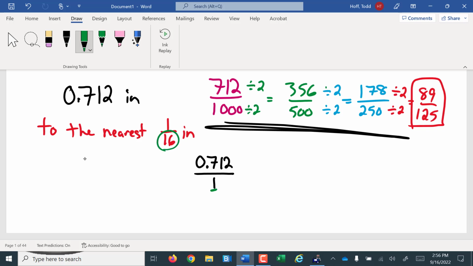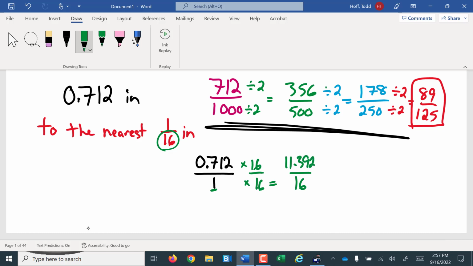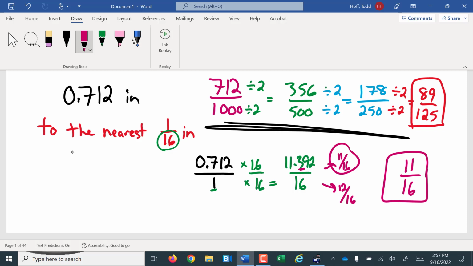Now, it's a fraction with a denominator of 1, but we want it to have a denominator of 16. How do we make that happen? Multiply by 16. 1 times 16 is 16. Have to do the top as well. 0.712 times 16 is 11.392. What that 11.392 tells us is that this is between 11/16 and 12/16. Which is it closer to? Yeah, it's 11.3, so it's the 11/16. So 11/16 of an inch is close enough to what we want there. So that's what we're going to use it as.